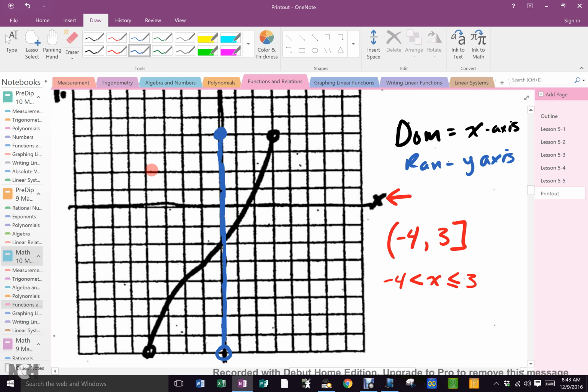What is the lowest point? -1, 2, 3, 4, 5, 6, 7, 8. -8, which is not included. Up to 1, 2, 3, 4. 4, which is included. -8 less than y less than or equal to 4. Are you good? Now, what if the graph does this?